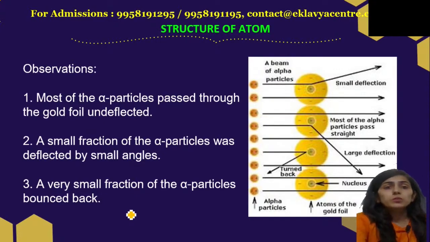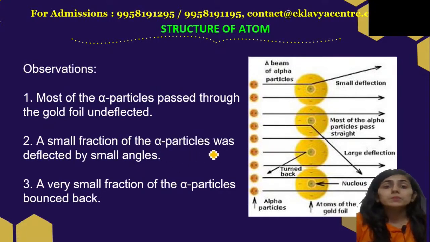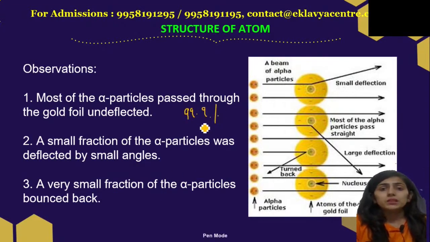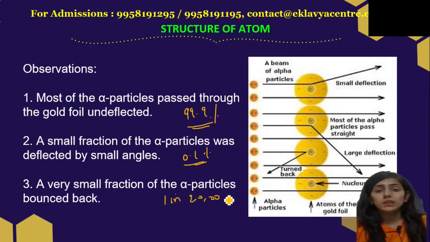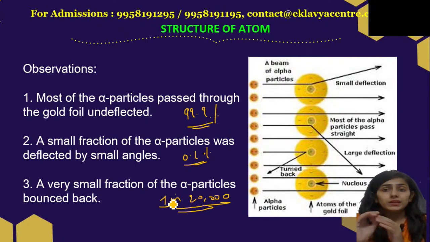See, first observation: most of the alpha particles passed through the gold foil undeflected. Can you see? Most of the alpha particles were going undeflected, like 99.9%, and a small fraction, like 0.1%, got deflected by small angles, and 1 in every 20,000. So this number is also given in NCERT. 1 in every 20,000, a very small fraction of the alpha particles bounced back. Bounced back means they got returned by 180 degrees.